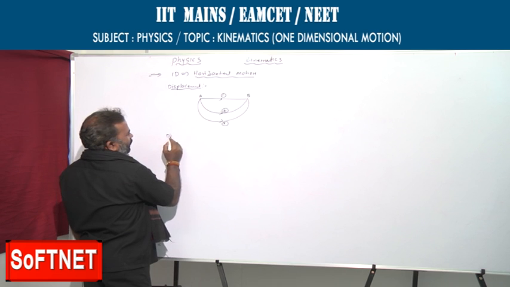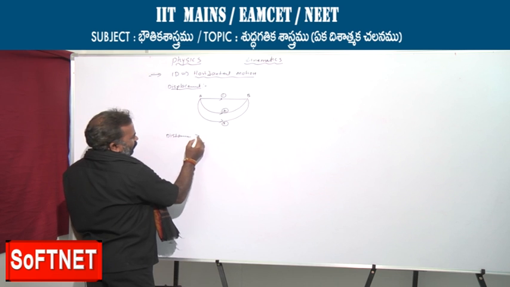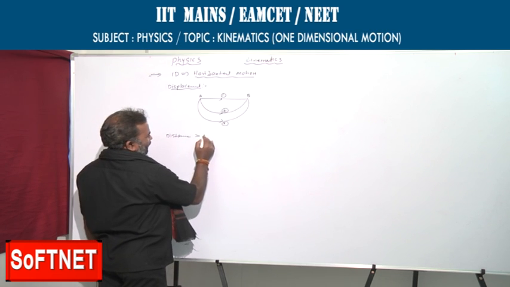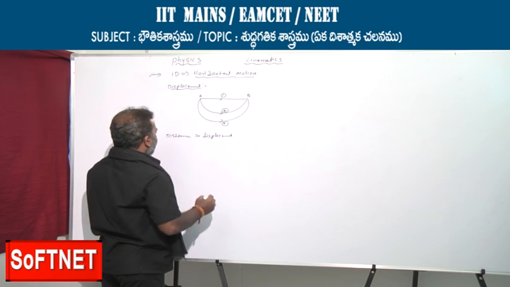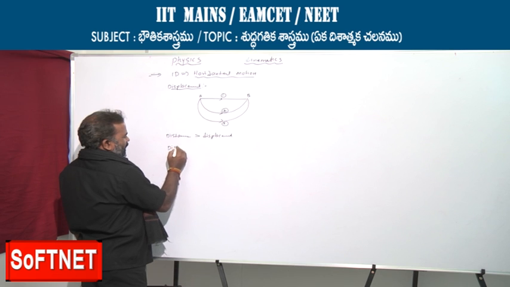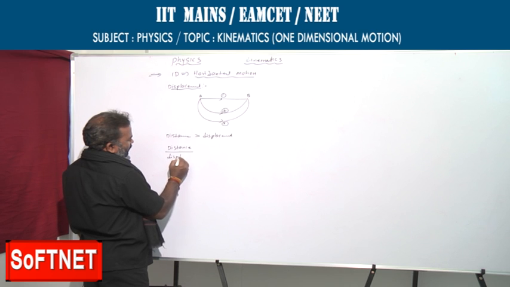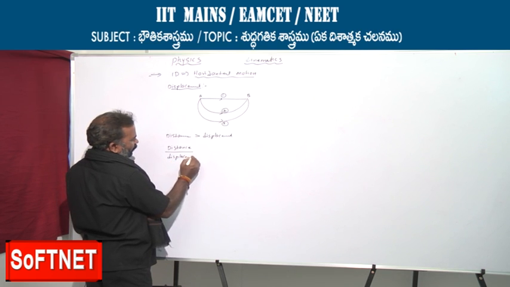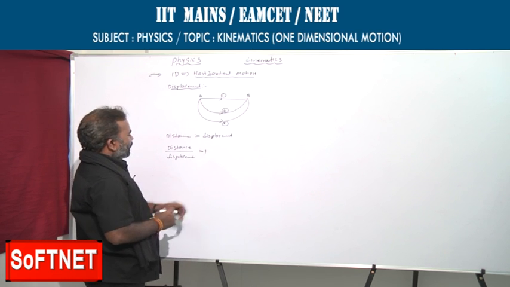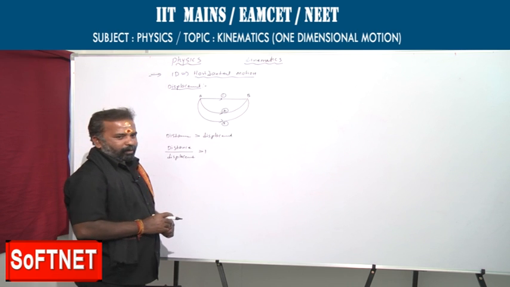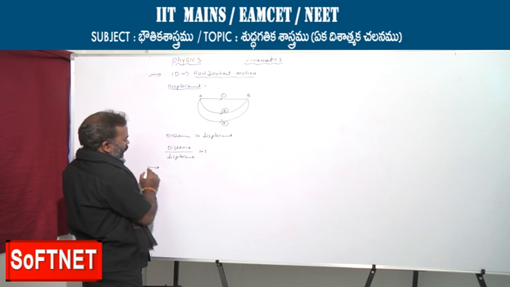When we compare displacement with distance, distance is always greater than displacement. So when we take the ratio of distance by displacement, it is greater than 1. Distance by displacement is greater than 1 for a body which is in motion. Distance can never be 0.